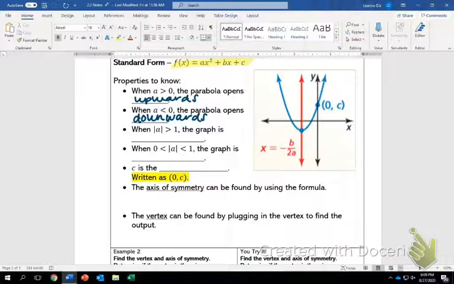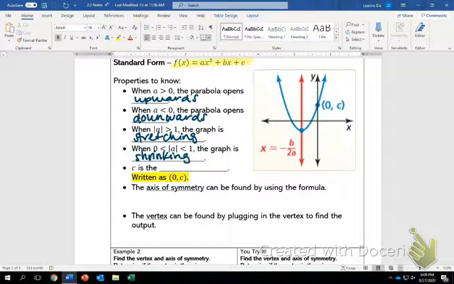The next property is, what type of number is A? Again, A is telling us the same thing. If it is greater than 1, that is a whole number, it is stretching. If it is a fraction, if it's between 0 and 1, well, that's going to be shrinking.